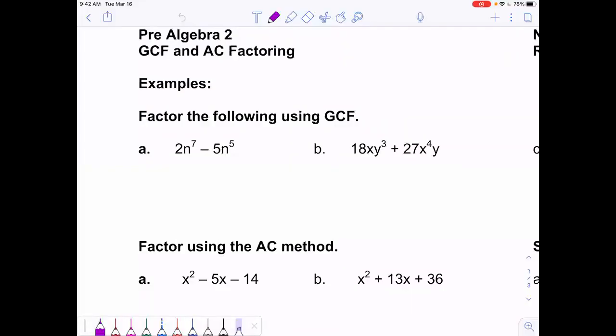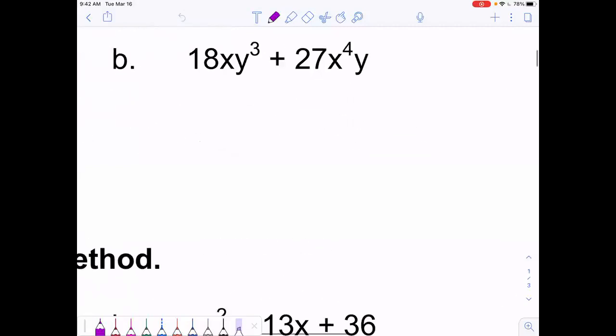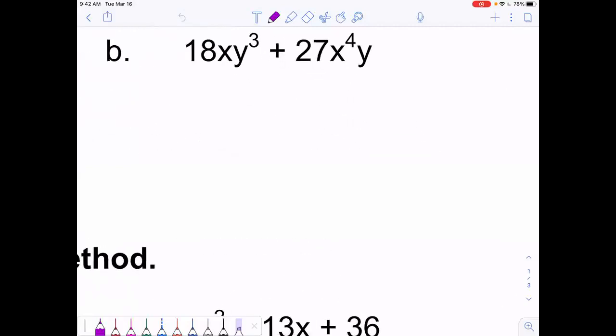The following using GCF. Let's look at part B here. So first, you're going to look at the numbers out in front. TJ, what number is the GCF of 18 and 27? Okay, 3. We could go there. And then how about your X, TJ?